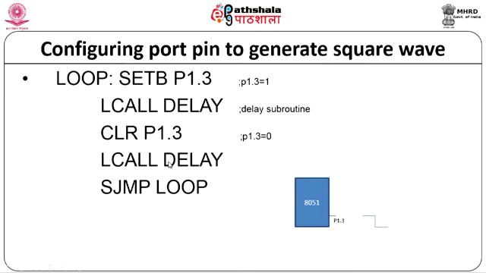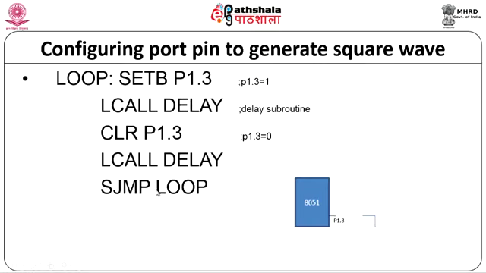Again I am calling the same delay subroutine. Because these two are similar delays, this particular delay is executed for a similar time as the earlier one. So now this time and this time are similar. Now we will be getting a 1 for a certain time and 0 for the same time.